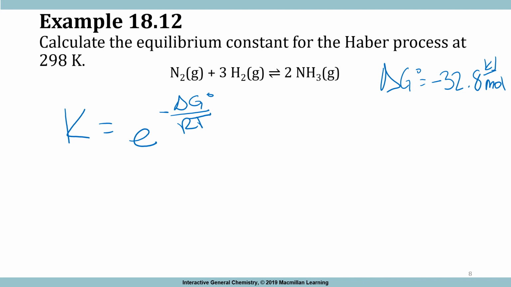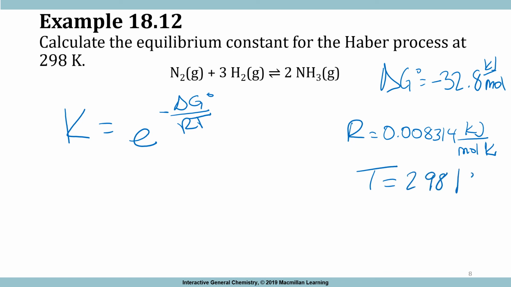If you want to know where I got that value, please revisit that previous problem, but that's where I'm getting these numbers from. R is just going to be 0.008314 kilojoules per mole Kelvin. So I just divided my R constant by 1,000 like we also did on that previous problem. And your T is 298 Kelvin.